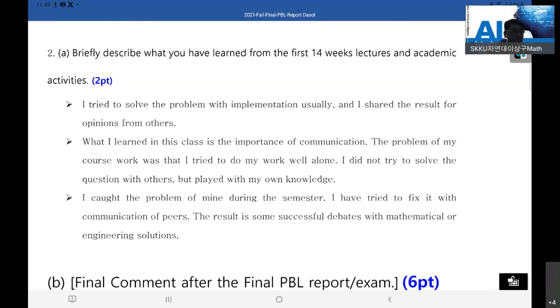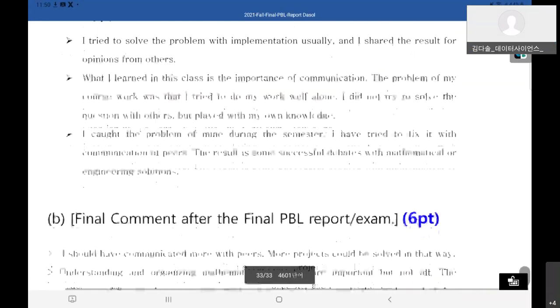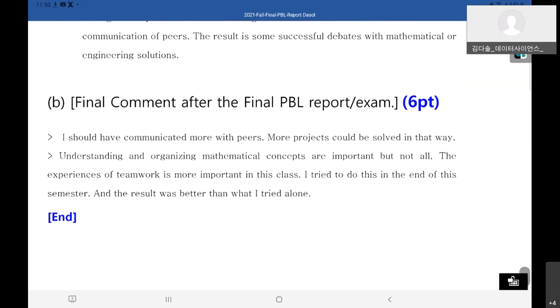So I think the results in the last several weeks were successful in the debate and mathematical solutions. And my comment is I should have communicated more with people, with peers, and more projects could have been served in that way. Understanding and organizing the concepts are important, but the experience of teamwork is more important in this class than what I learned and thought. So I tried to do this at the end of this semester. So this is the end of my semester. Okay, and thank you.